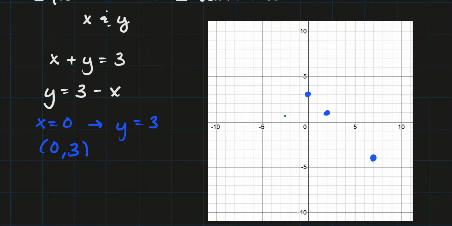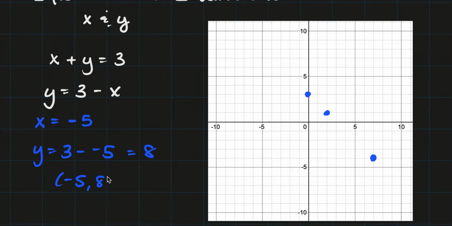And you can continue doing this. So let's do one more. Maybe let's let x be a negative number. So if x is negative 5, y is 3 minus a negative 5, which is 8. So negative 5, 8. We put a point, negative 5, 6, 7, 8 right here. And you can see as you do this, you're going to have infinitely many points. They're all going to be along a straight line.